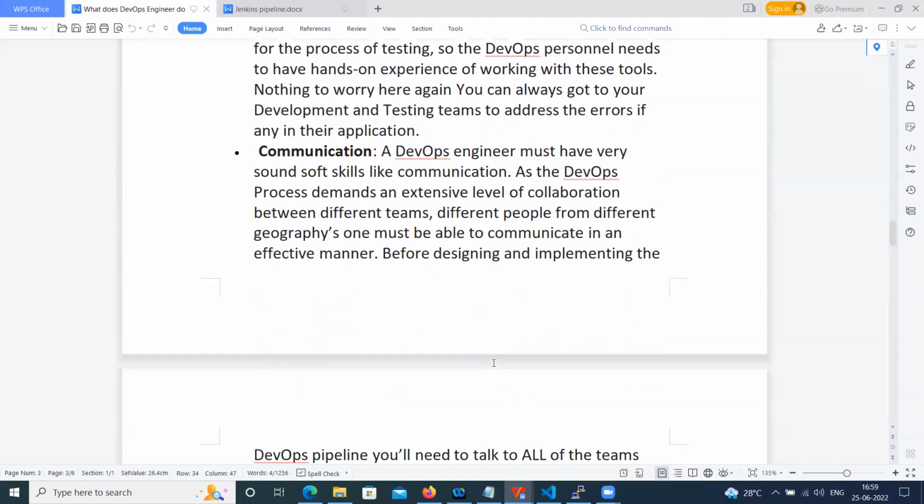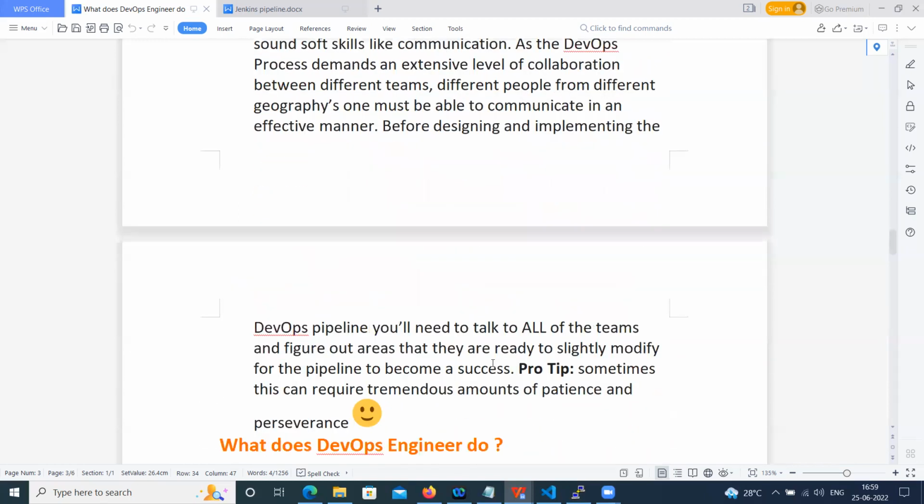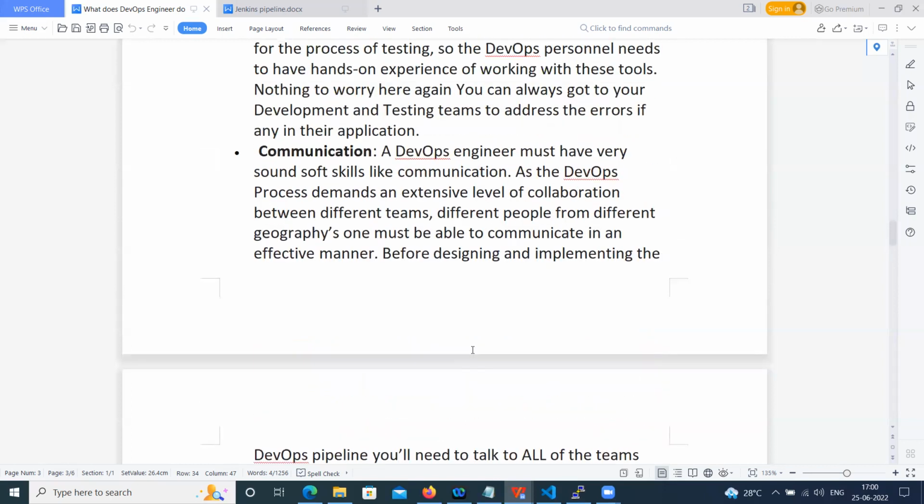Before designing and implementing the DevOps pipeline, you will need to talk to all of the teams and figure out areas they are ready to slightly modify for the pipeline to become a success. Pro tip: sometimes this can require a tremendous amount of patience and perseverance. If you are doing any automation or any task, before that you should have discussed it with your higher management, project manager, architect, your team, or any other teams. So you should always communicate within the team. These are the skills a DevOps engineer should have, which means you should learn and have practical knowledge of all this.